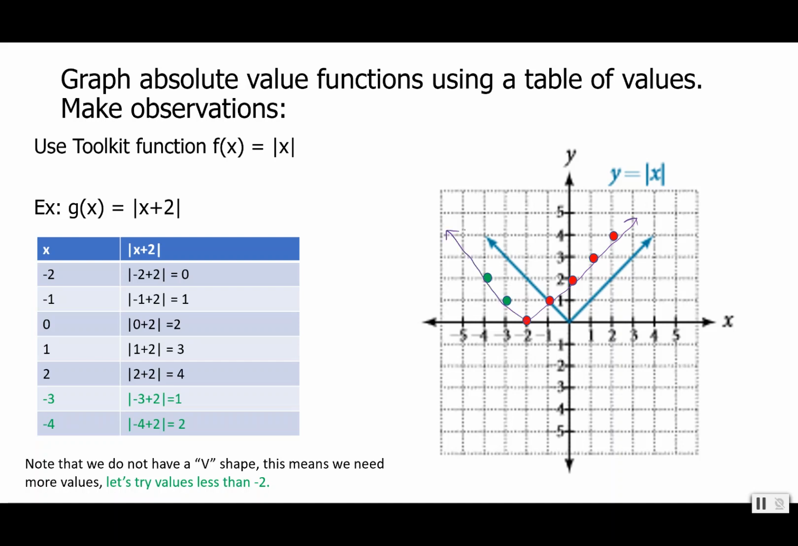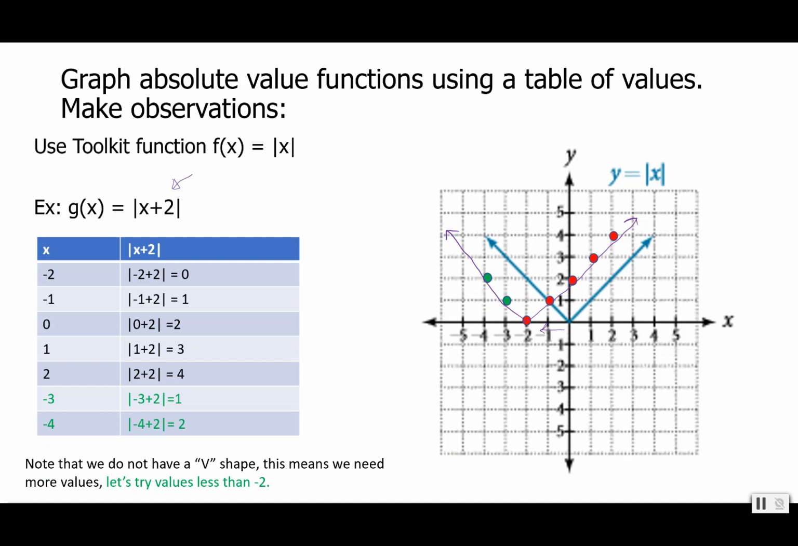So now what's happened to the blue line? Instead of going up or down, it has shifted left 2 units. Where did that 2 come from? It came from right here. That plus 2 inside the absolute value actually shifted us left 2 units.